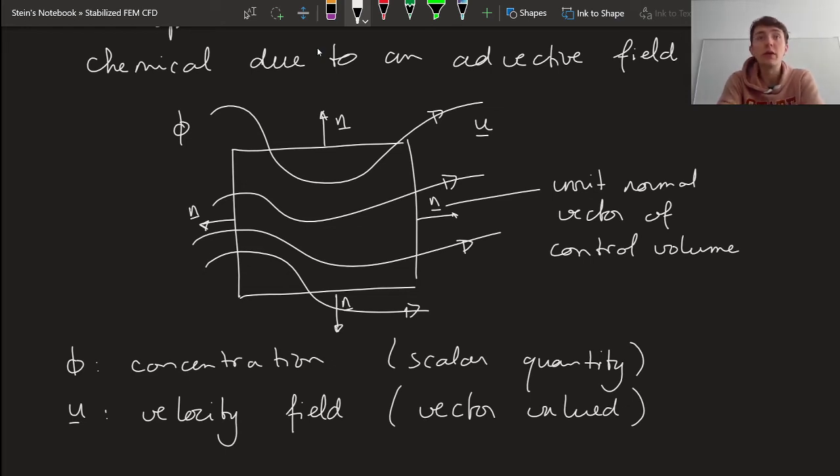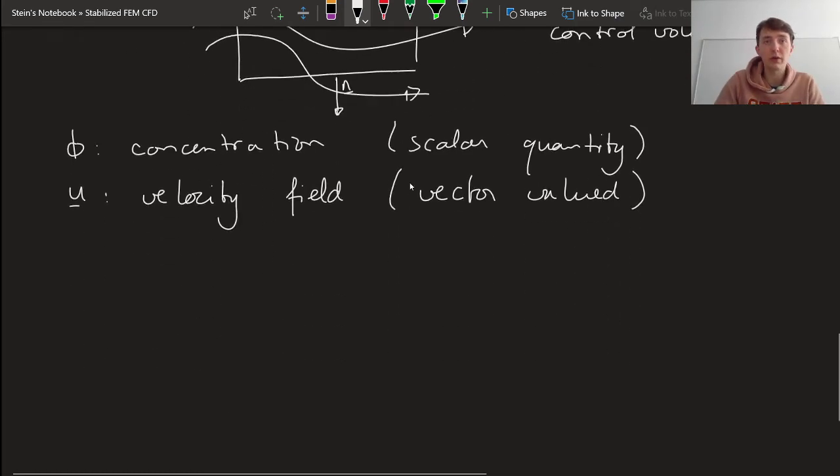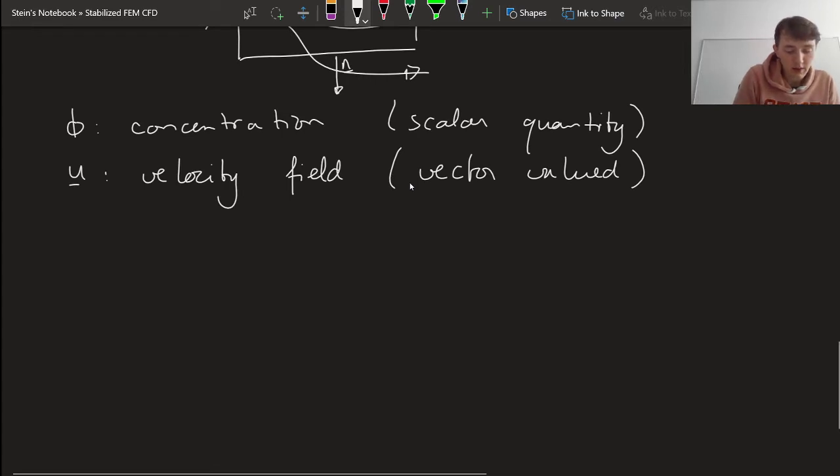It may also be generated, right? If we have some chemical reaction, then phi might get generated, might get created. So those are pretty much the different ways in which the amount of our concentration phi in our control volume may change. And that is precisely the balance law that we're going to write. So we have a balance law.